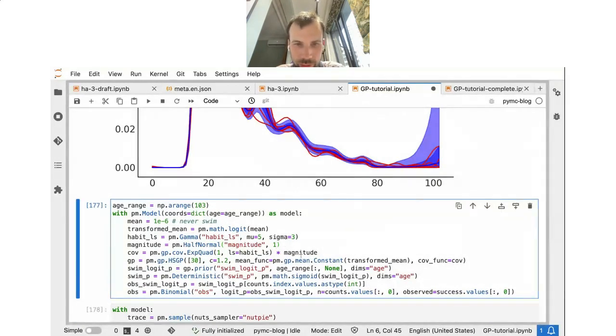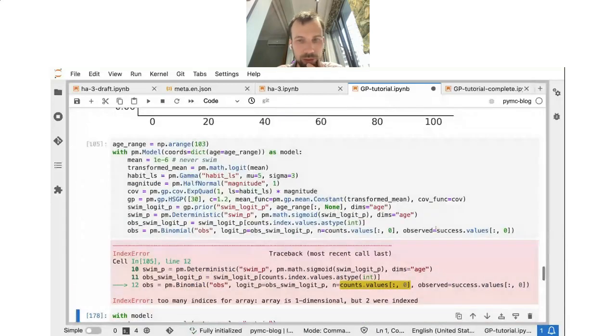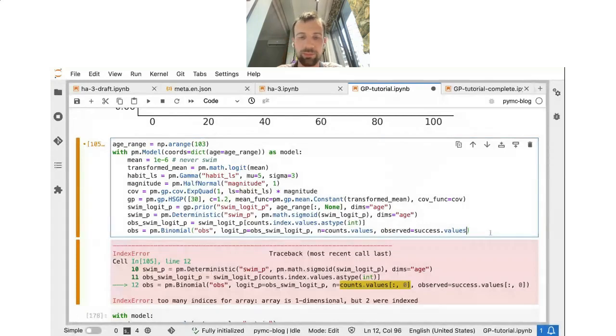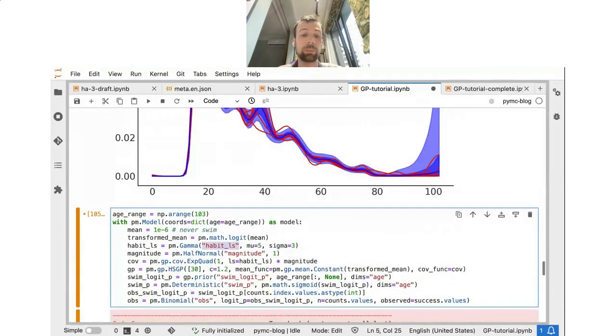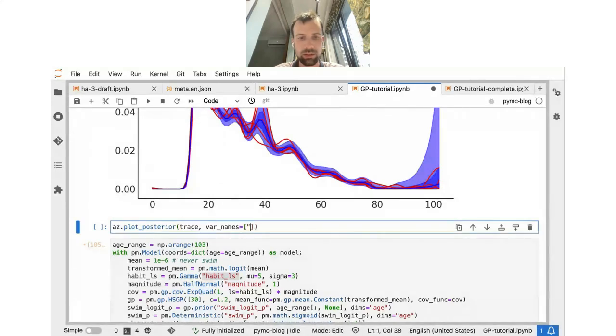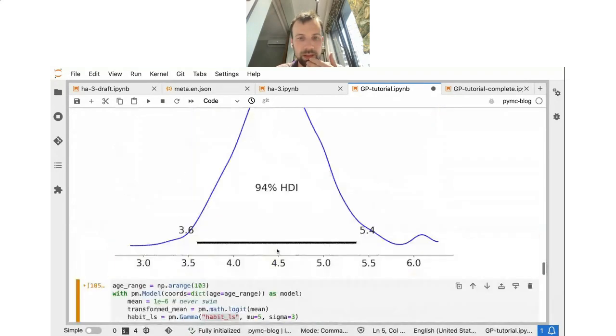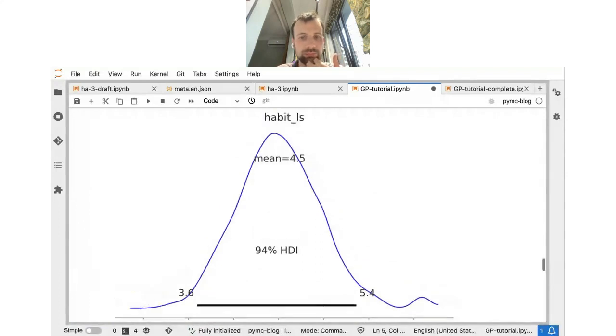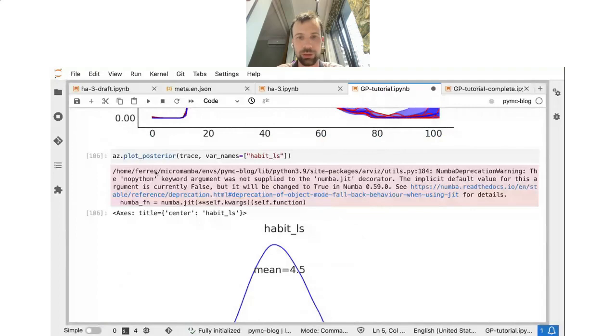This is another model, and I wish I had tried it before the webinar, and it didn't put quadratic values here. Let's try this model as well. It is the same, but the magnitude has changed slightly. Except, well, what is the length scale of habits? I didn't look at this before. I'm also curious. Habit length scale. Not that different from the prior expectation.